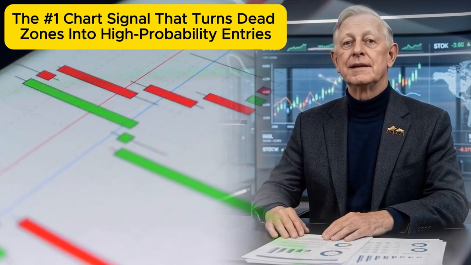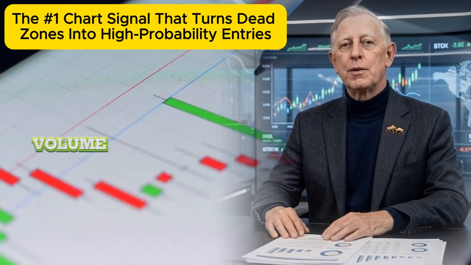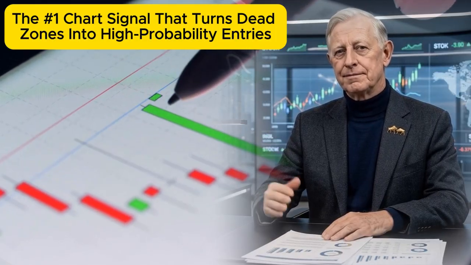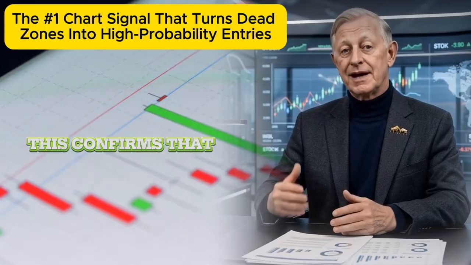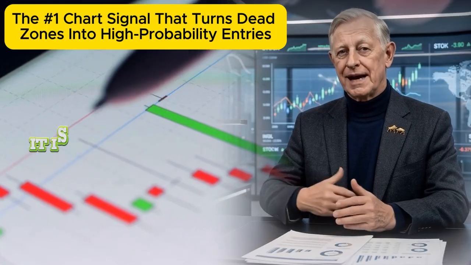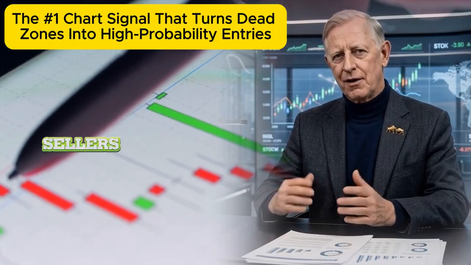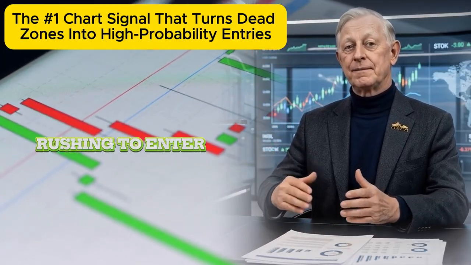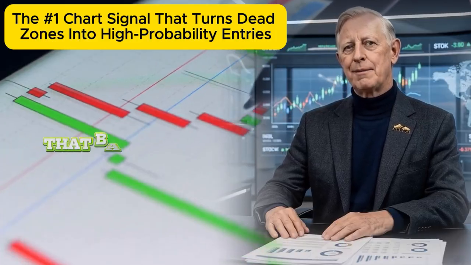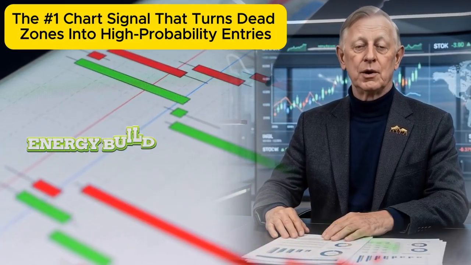Wait. Step 3. Check volume inside the compression zone. Volume should be declining as price tightens. This confirms that the market is not distribution, it is accumulation. Sellers are not rushing to exit. Buyers are not rushing to enter. Both sides are waiting. That balance is exactly where the energy builds.